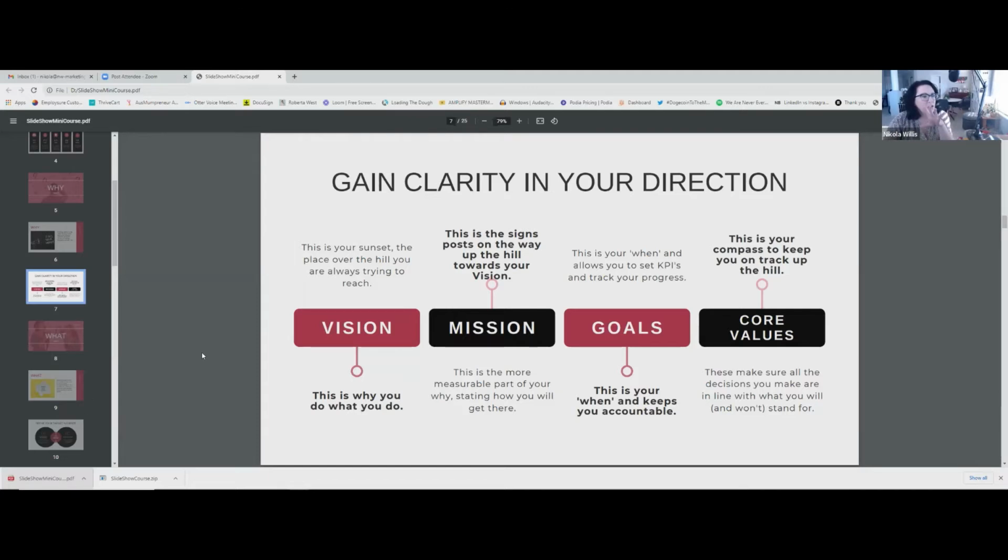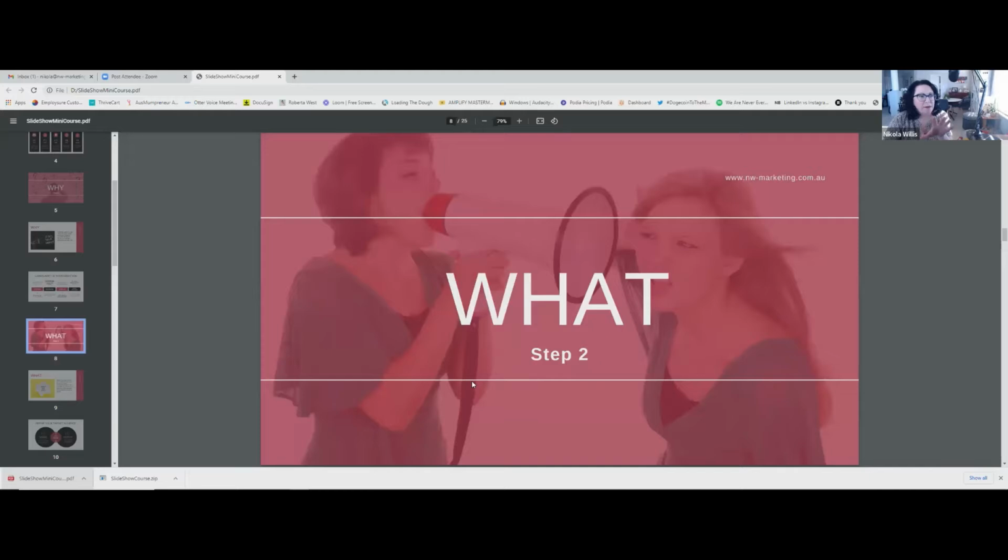So these are the ways that you can get clarity in your direction, your vision, your mission, your goals, and setting your core values for your business. Once you have these in place, you're more likely to know exactly what it is when you go to your next step. Your next step is your what. So we're going to be talking about what it is and your business offering.